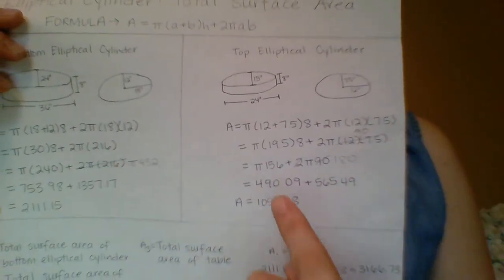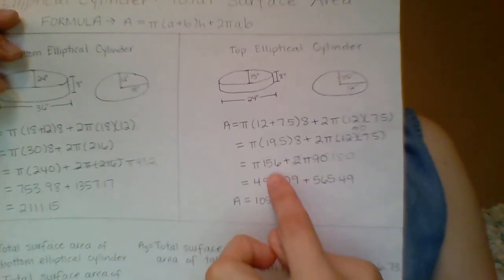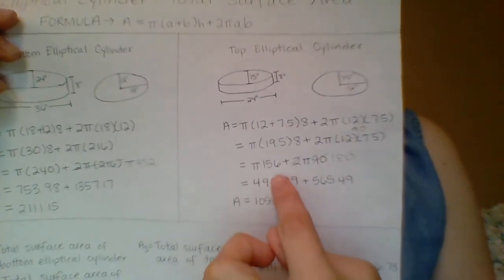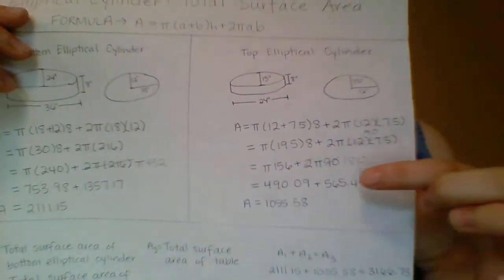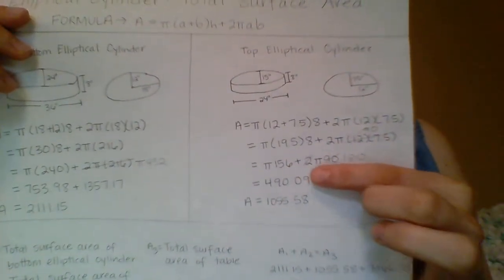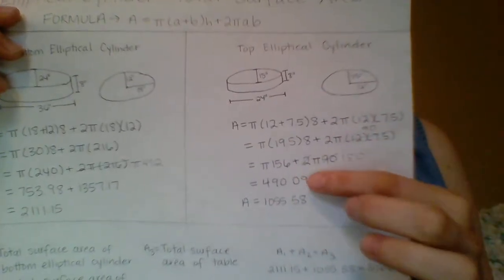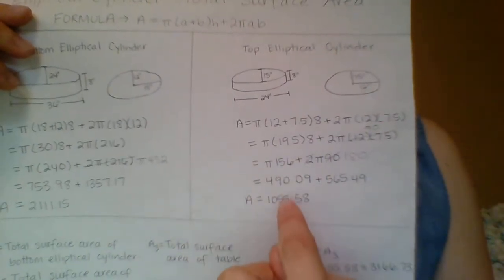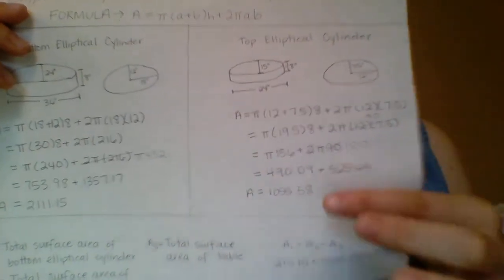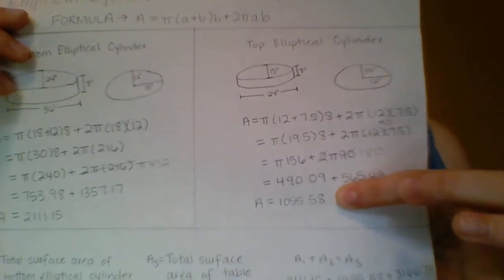So down here, I multiplied 19.5 times 8, have my total of 156, pi times 156 plus, and look, I made the same mistake as I did over here, but then I corrected it. I went ahead and multiplied, in hindsight, 2 times 90, getting a total of 180. So in reality, I have pi times 180. Then I multiplied pi times both figures, added them together, and I have my total surface area of the top elliptical cylinder right here.